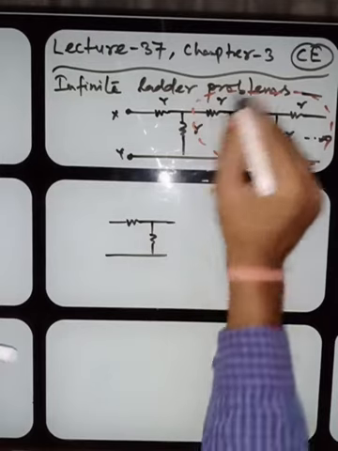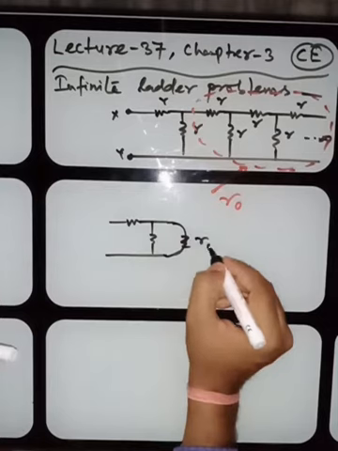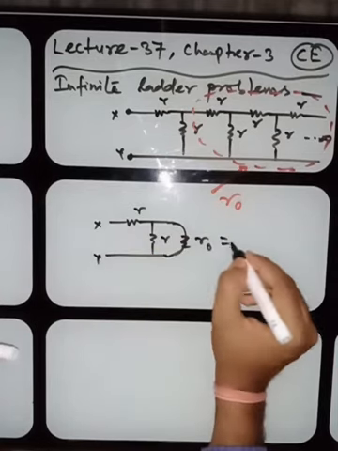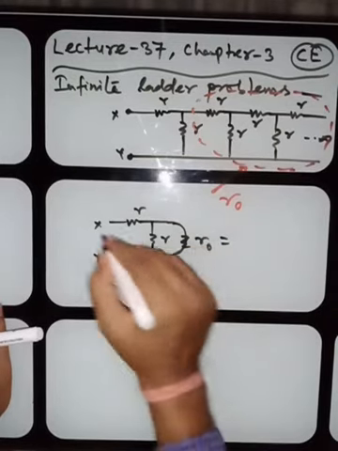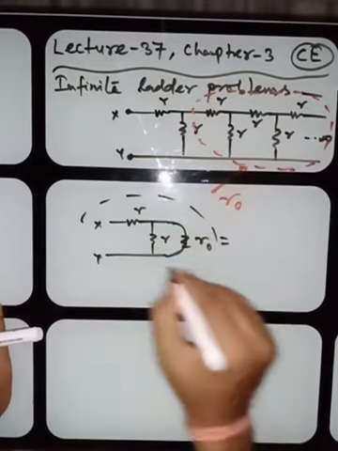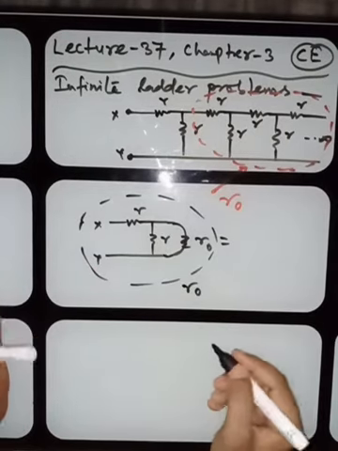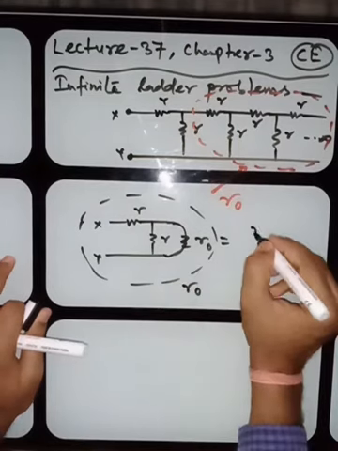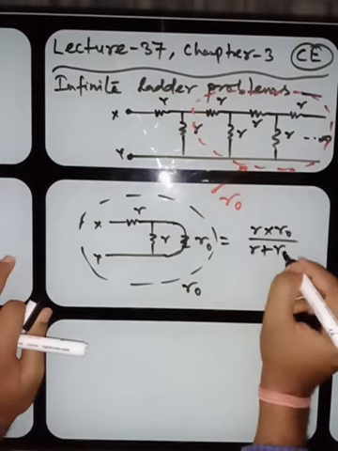Because this is entirely R naught, R and R. This is X and Y. Now, what will be the equivalent resistance of this one? This is entirely giving you again R naught. So it is R naught and R in parallel, that is R times R naught divided by R plus R naught.